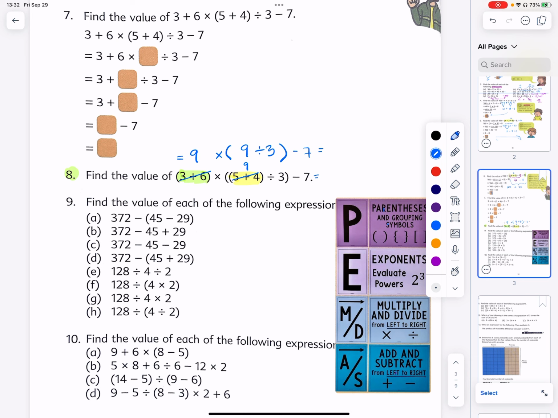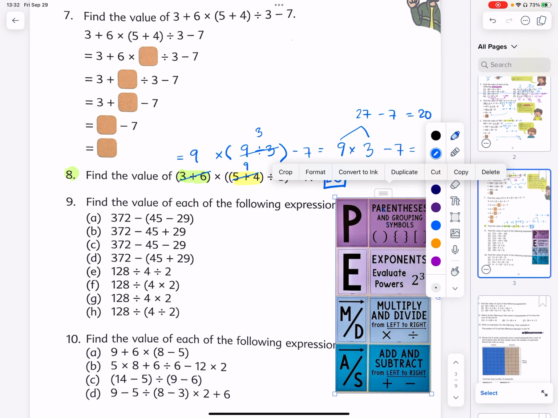Let's go. We address the parenthesis first. And we have 9 multiplied by, what is inside here? 9 divided by 3? That is 3. 9 times 3, subtract 7 equals. And of course, 9 times 3, multiplication always precedes other operations such as subtraction and addition. We have 27 minus 7, and the answer is 20. My friends, this entire expression results in 20.